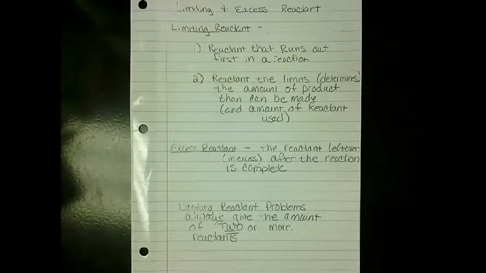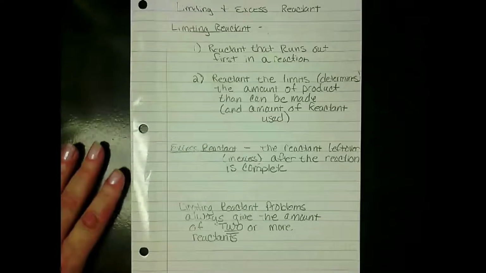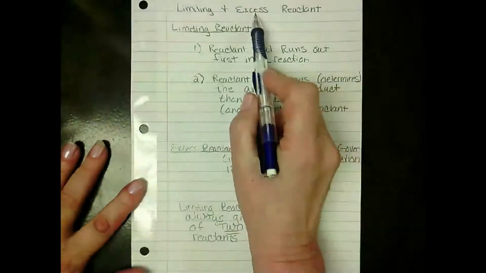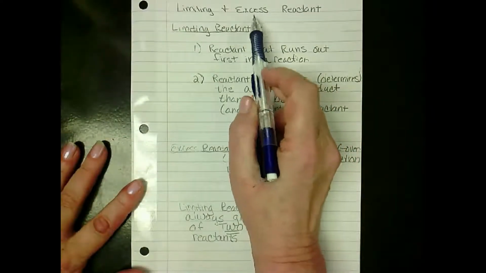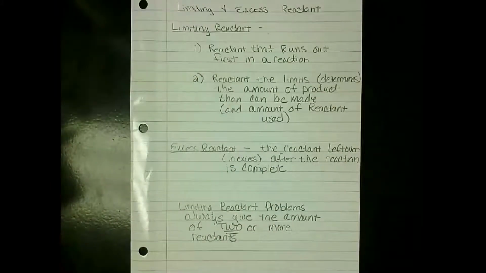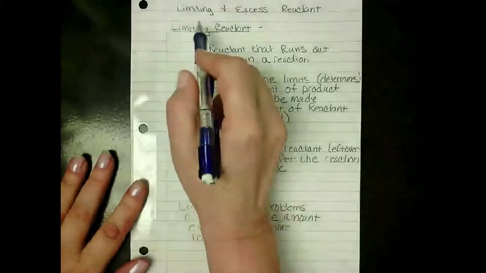Today we're going to talk about limiting and excess reactants. So far we've done some balanced equations, and those balanced equations show us exactly how much reactants we need that would make a perfect amount of products. But sometimes in the real world we throw things together and we don't really have the exact measurements, and so one of our reactants we're going to have too much of, and that's called the excess reactant. And then one of those reactants is going to run out, and that's called the limiting reactant.